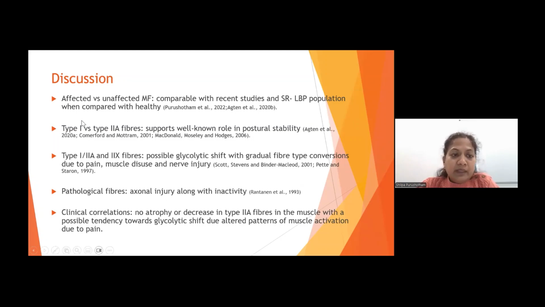So this brings us to some important discussion points. When we compared the affected and unaffected multifidus, there was no significant difference, and these results are comparable with some of the recent systematic reviews. When we compared the type 1 and type 2A fibers, type 1 fiber parameters were greater than type 2A fiber parameters, which also supports the well-known role of the muscle itself, which is postural stability.